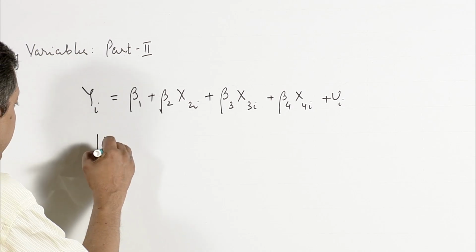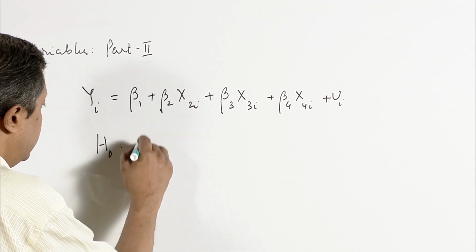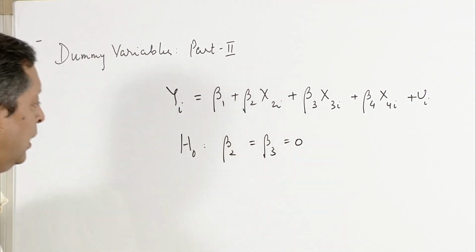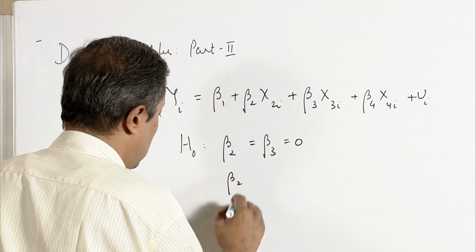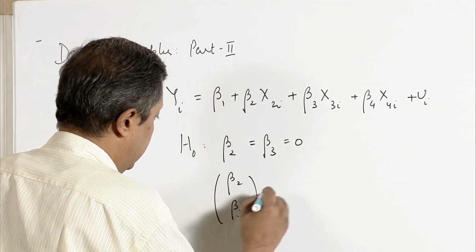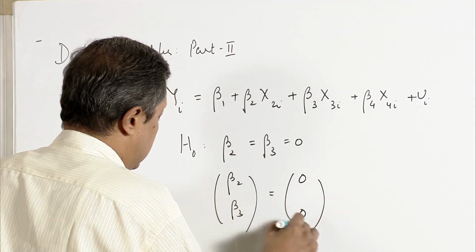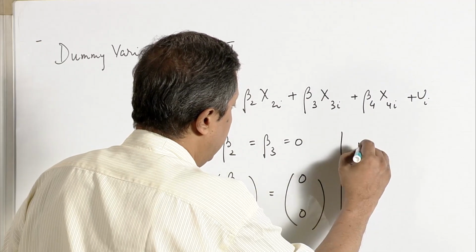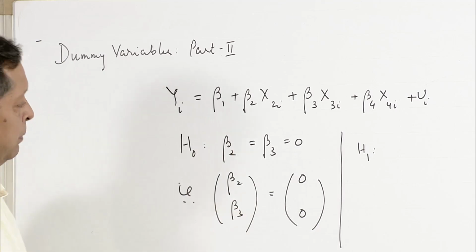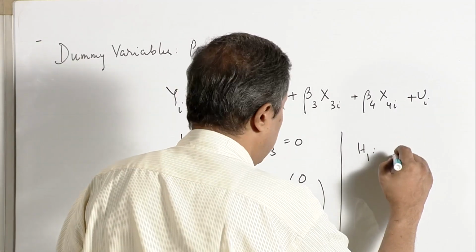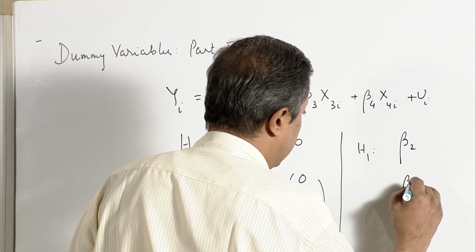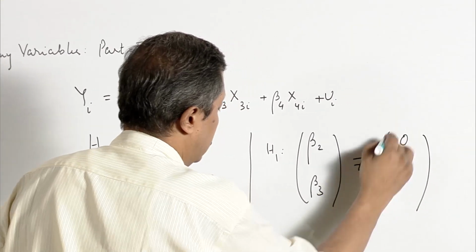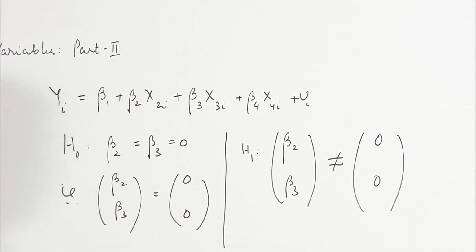And remember, we had used tests like this: H naught, say beta 2 equal to beta 3 equal to 0, or we can write this as the vector beta 2, beta 3 equal to 0, 0. So, that is your null hypothesis, and the alternative hypothesis would be H 1: not both beta 2 and beta 3 equal to 0. That is the beauty of using a vector. So, the vector beta 2, beta 3 is not a null vector, and you can test this by running two regressions.